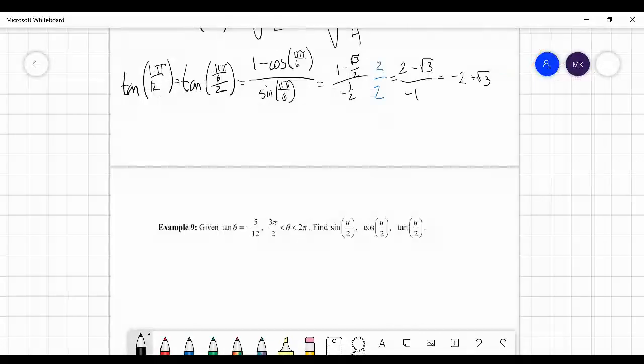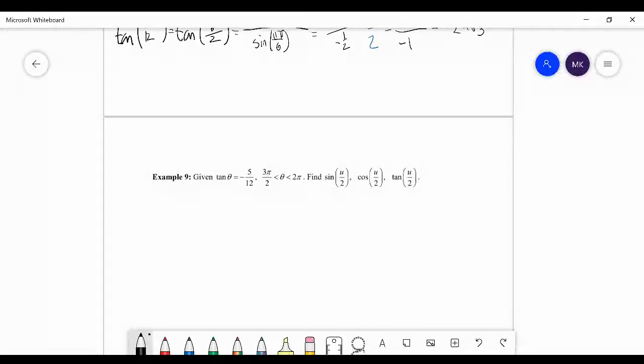I'm going to start this next one, but I don't want to do it. Why? Quite frankly, I'm tired. These are not the most fun problems to do.